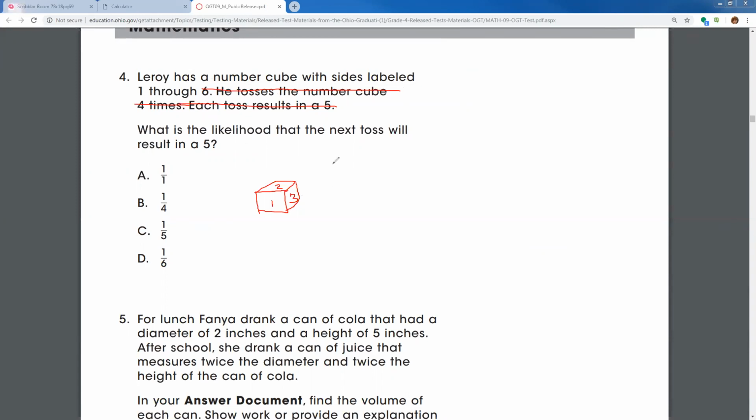So probability is always what you want to happen over the total amount of possibilities. So on our number cube, total number of sides is 6. That's why the bottom of this fraction is a 6. And what we want to happen is to roll a 5. So some people would think, oh, I put 5 on top. But it's how many 5s are on the dice. On this dice, there's only one side that's a 5. So it's 1 out of 6.